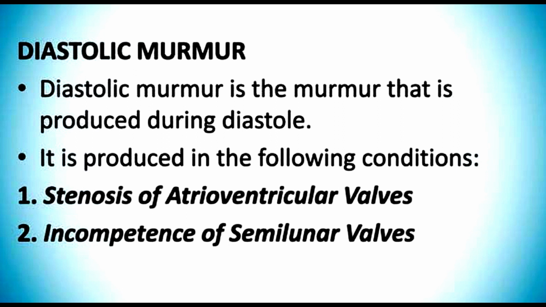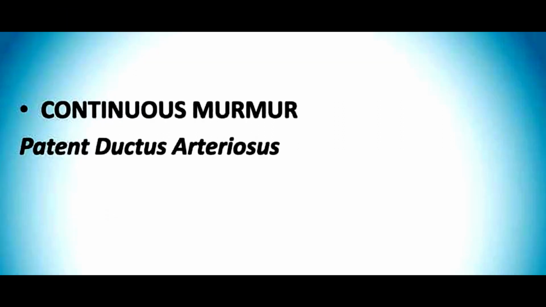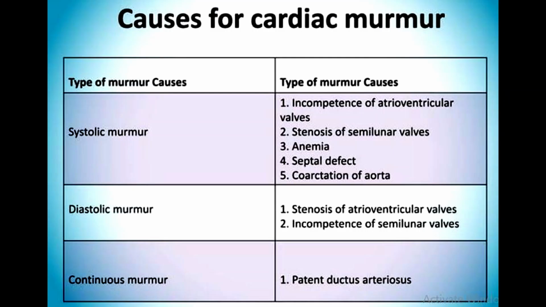Or it can occur due to the incompetence of the semilunar valve, because of the incompetent semilunar valve during the diastole. Continuous murmur is the murmur that is heard in conditions such as patent ductus arteriosus.